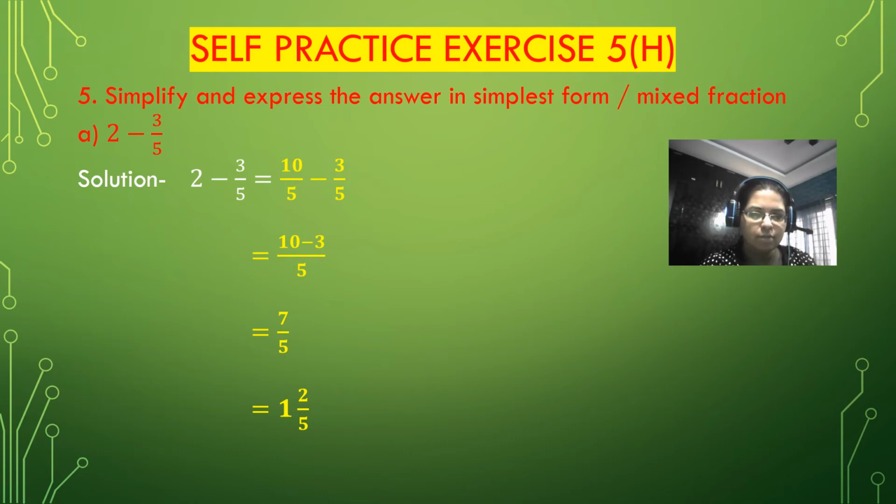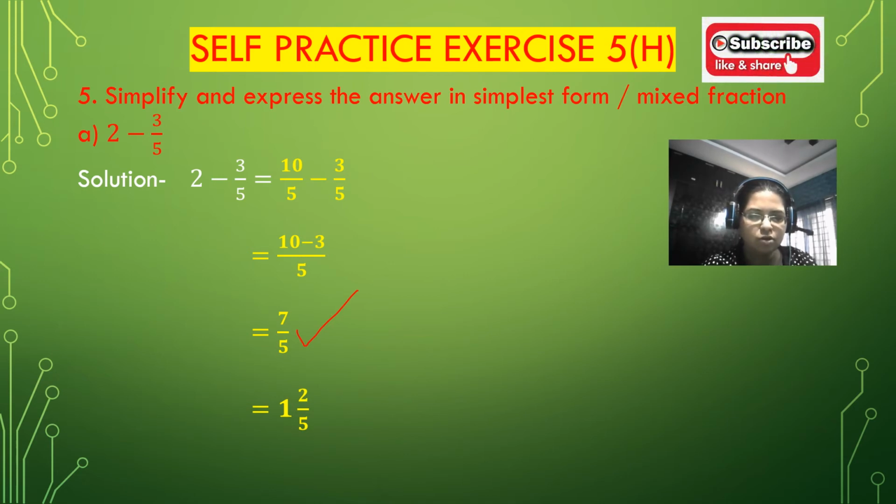10 divided by 5 minus 3 divided by 5, and we multiply the number 2 with the denominator 5. We get 2 multiplied by 5 is 10. Then 10 minus 3 is 7. 7 divided by 5 is an improper fraction. We have to convert this improper fraction into a mixed fraction.